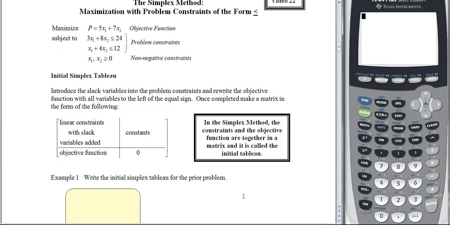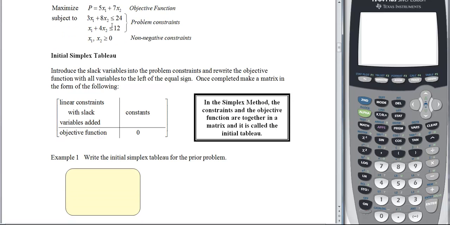So what I need you to do is go ahead with this original problem and get it ready. Add your slack variables and then put it into the matrix. I need you to pause me because this is something that you've got to be able to do. So I'm going to add my S sub 1 and S sub 2 here. So I'm going to have 3x sub 1 plus 8x sub 2 plus S sub 1 is equal to 24. X sub 1 plus 4x sub 2 plus S sub 2 equal 12.